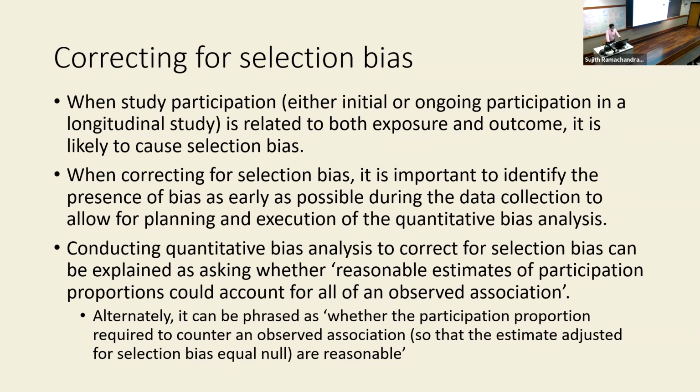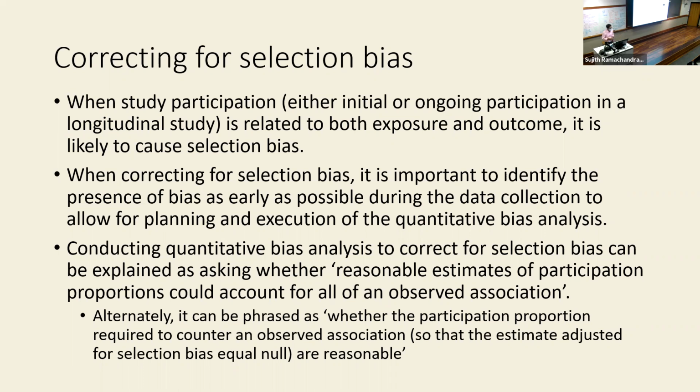Conducting quantitative bias analysis to account for selection bias is explained as, and I like this quote from the textbook that I pulled, asking whether reasonable estimates of participation proportions could account for all of an observed association. So if you have an observed association and you want to talk about how meaningful it is, you need to ask yourself, using quantitative bias analysis, whether estimates of participation proportions or response rates could actually account for all of that association. And if it can, then maybe you truly don't have an association to talk about, right?